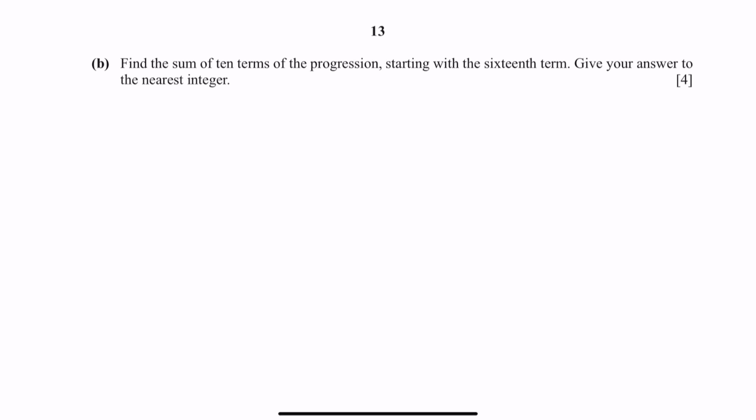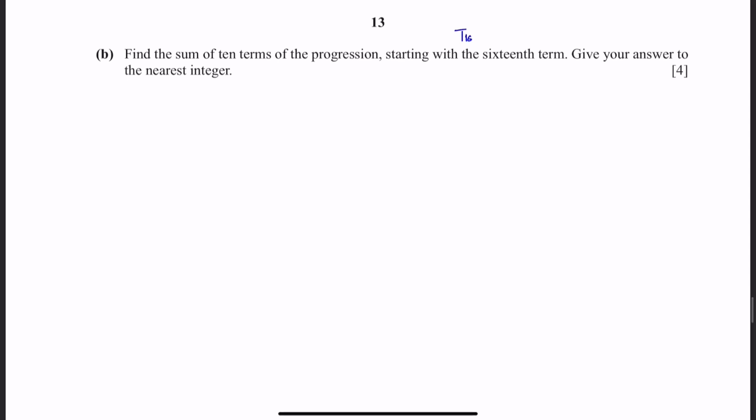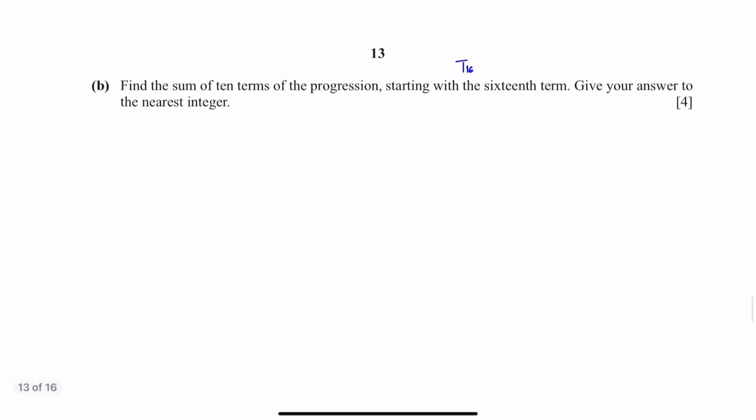Part B. Find the sum of 10 terms of the progression starting with the 16th term. That means they want the sum from T16 all the way to T25. From the 16th term to the 25th term. This would be 10 terms in total. So how do we do it?